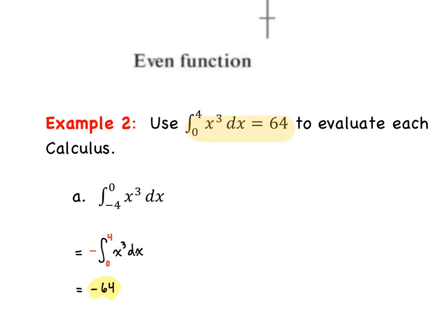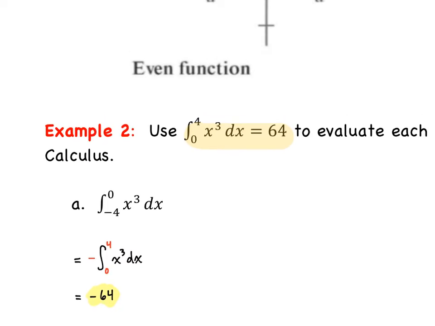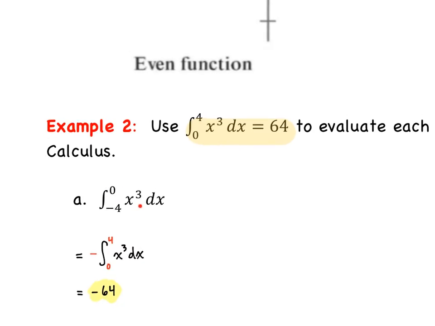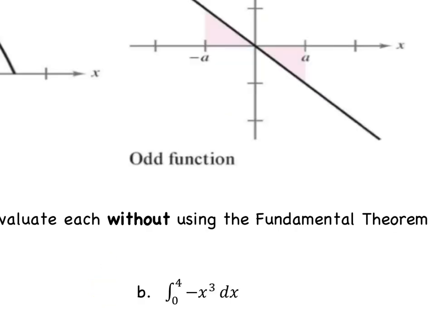Okay, so if we have the integral from -4 to 0 of x cubed dx, okay, since x cubed is an odd function, we can go ahead and say, well, that's equal to the opposite of the integral from 0 to 4 of x cubed dx. And we know that the integral from 0 to 4 is going to be 64. So the opposite is -64.